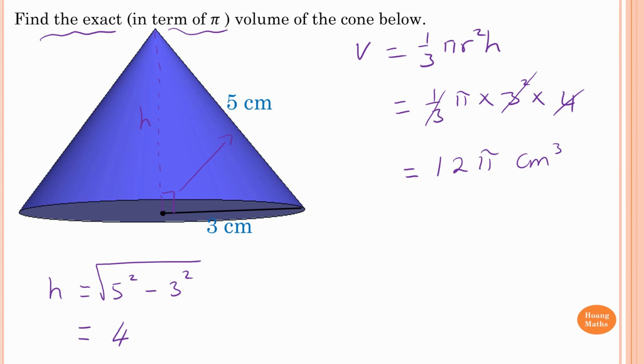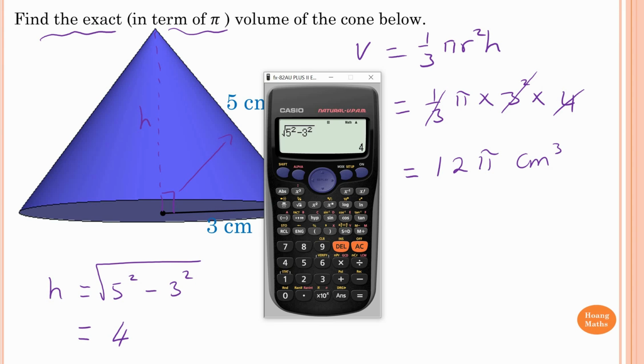Otherwise, you can just put in a calculator, as long as you know the process. So we just go 1/3. We ignore the pi. 1/3 times 9, or you times by 3 square, and then you times by 4. There you go, 12, see? So 12 pi.